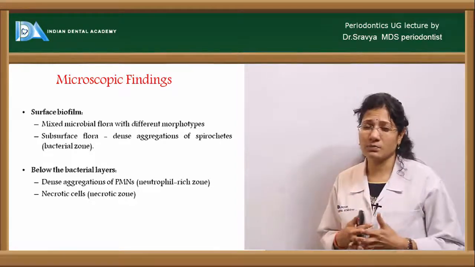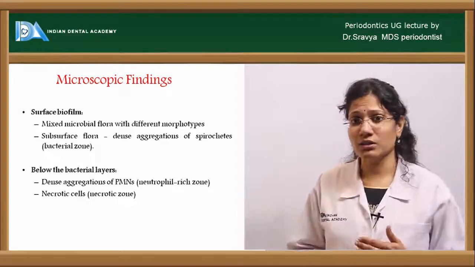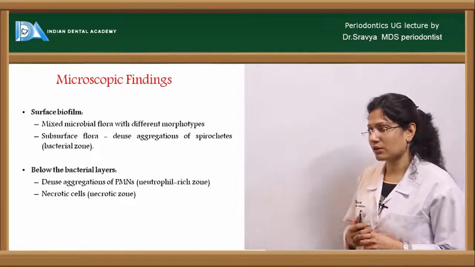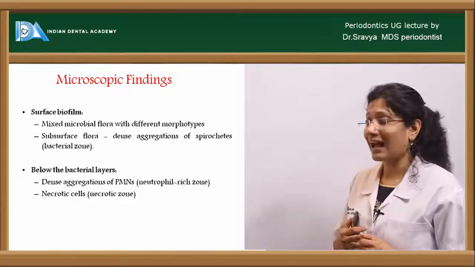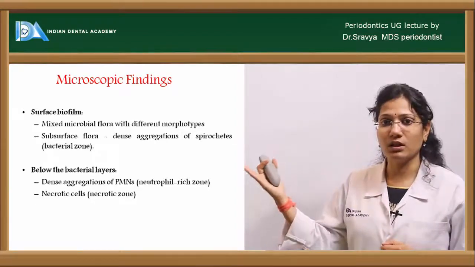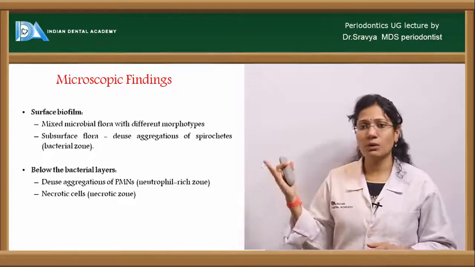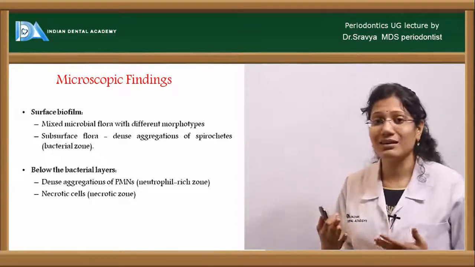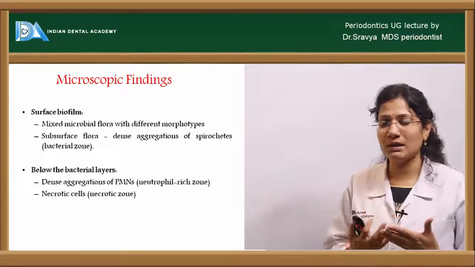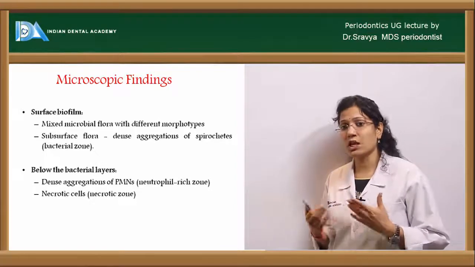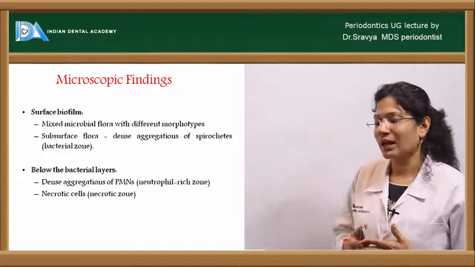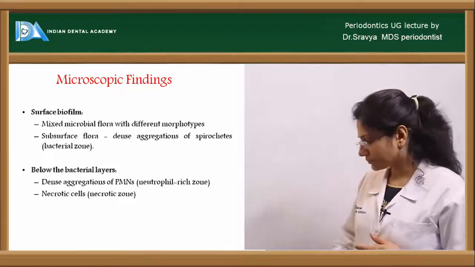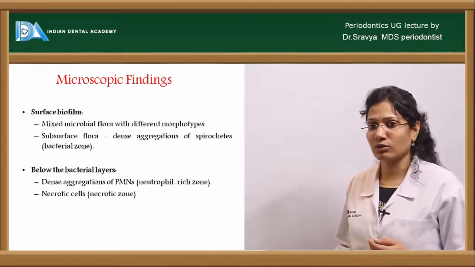First thing, you see a mixed microbial flora, and just underneath this mixed microbial flora, you have a subsurface flora, typically of your spirochetes. So these dense aggregations of spirochetes form the bacterial zone. Apart from that, just below the bacterial layer, you have a rich layer of your neutrophils. Okay, there is a dense aggregation of your PMNs, that is polymorphonuclear neutrophils, forming a neutrophil-rich zone. And then below this, you have a layer of necrotic cells. Okay, so you can call this layer the necrotic zone.